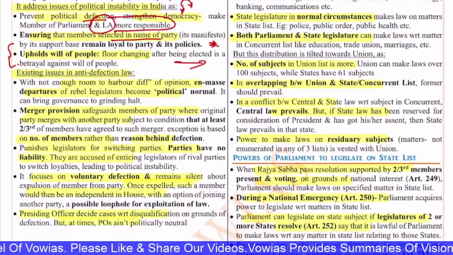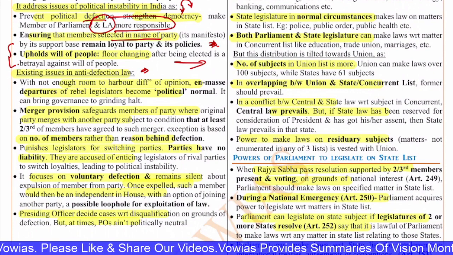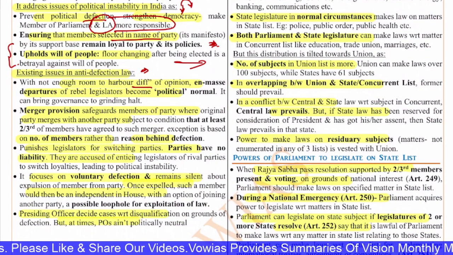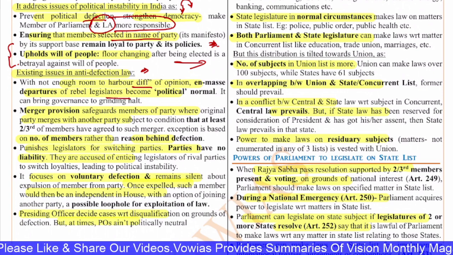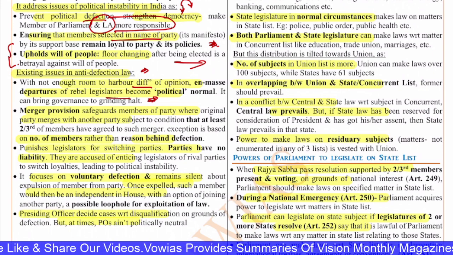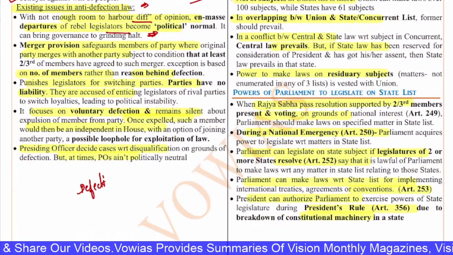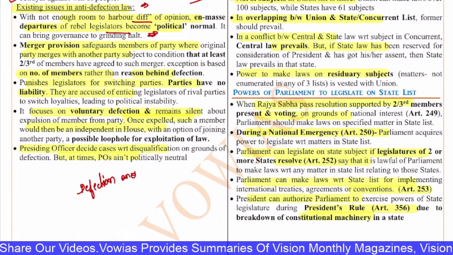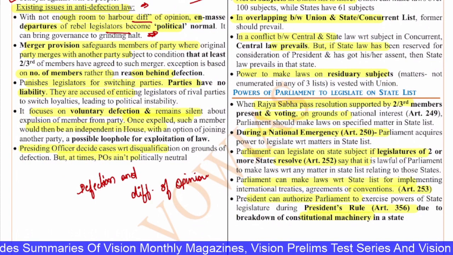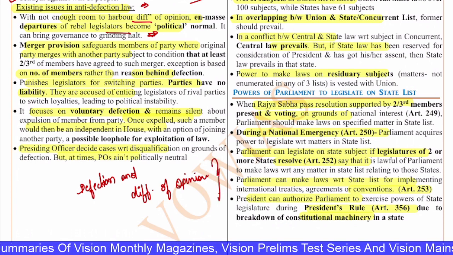Now, this anti-defection law has various issues. With not enough room to harbor a difference of opinion, the en masse departure of rebel legislators becomes the political normal. It can bring governance to a grinding halt. So basically, there is a difference between defection and difference of opinion. There is a difference between these two things.